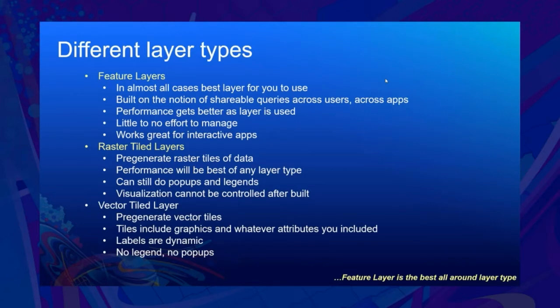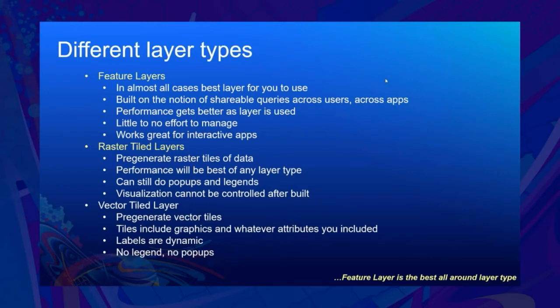And that allows ArcGIS Online to cache things at the CDN if it's public, and also cache things within ArcGIS Online itself to avoid having to do expensive database calls. That all happens behind the scenes. You don't even really know that it's happening. What you do notice is that the first time you visit a layer, the performance is going to get better as the layer is used. And it's little to no effort to manage these types of layers. Works great for interactive apps.